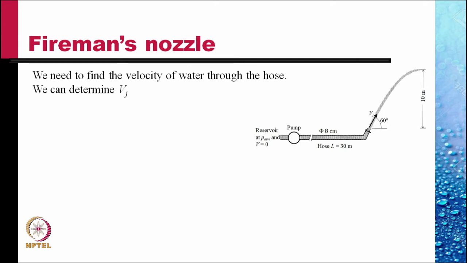We need to find the velocity of water through the hose. We can determine Vj. Vj is determined by applying the simple kinematic equations to particles of water in the jet region. If it comes out with the velocity Vj at 60 degrees, there is a horizontal component Vj cosine 60 degrees and a vertical component Vj sine 60 degrees.